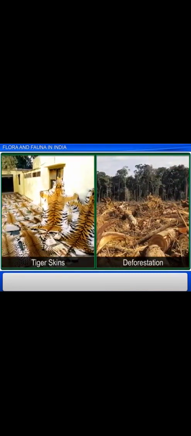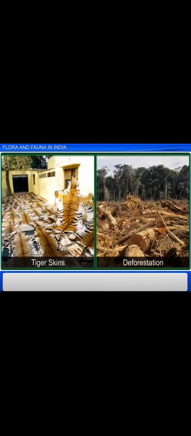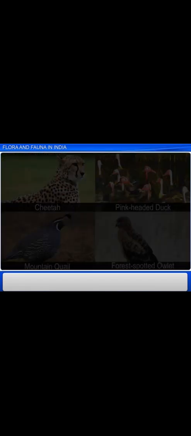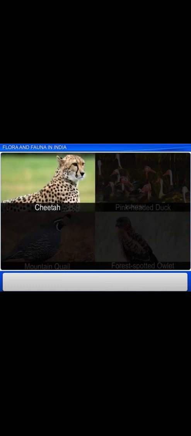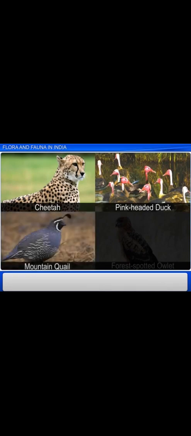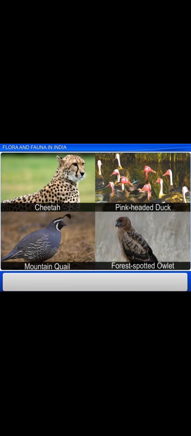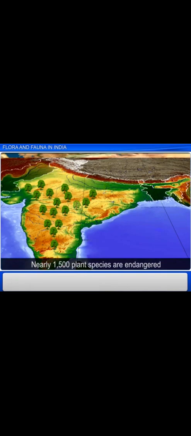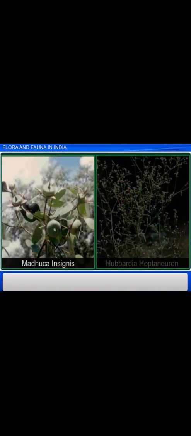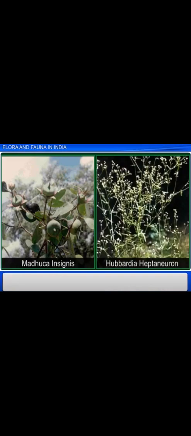Overexploitation and insensitivity towards our environment has led to large-scale degradation of biodiversity in India. According to official records, 79 species of mammals are threatened in India. The state of birds, reptiles, and amphibians is no better. Several species of fauna, for example, the cheetah, the pink-headed duck, the mountain quail, and the forest spotted owlet, are facing total extinction. The state of the flora is as poor as the fauna, with nearly 1,500 species of plants like Madhuca insignis and Hubbardia heptaneuron on the verge of extinction.